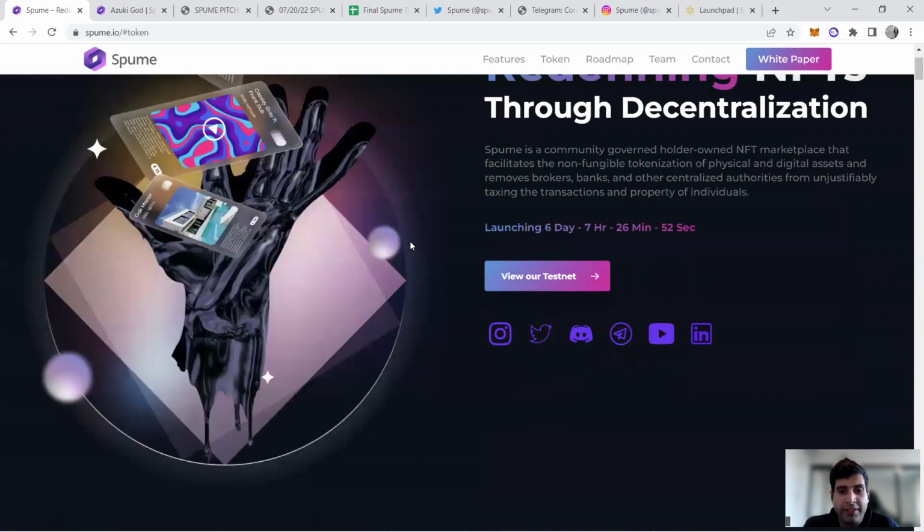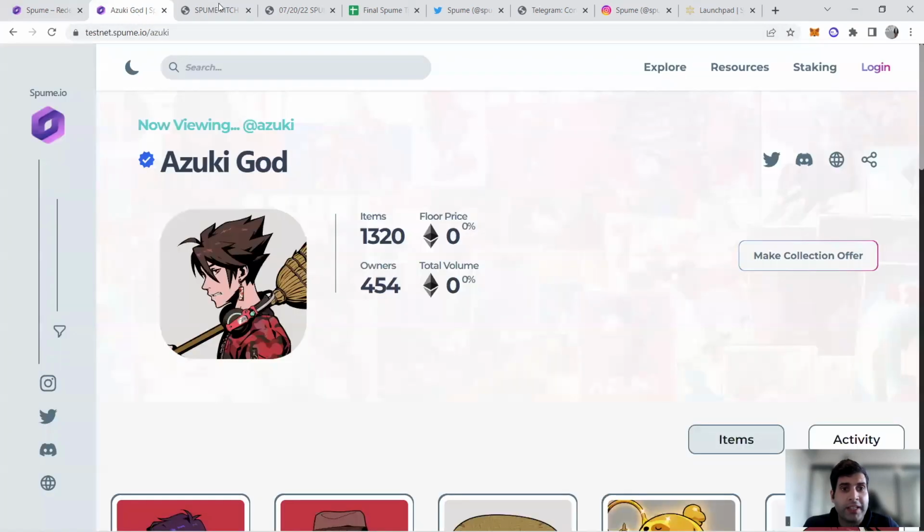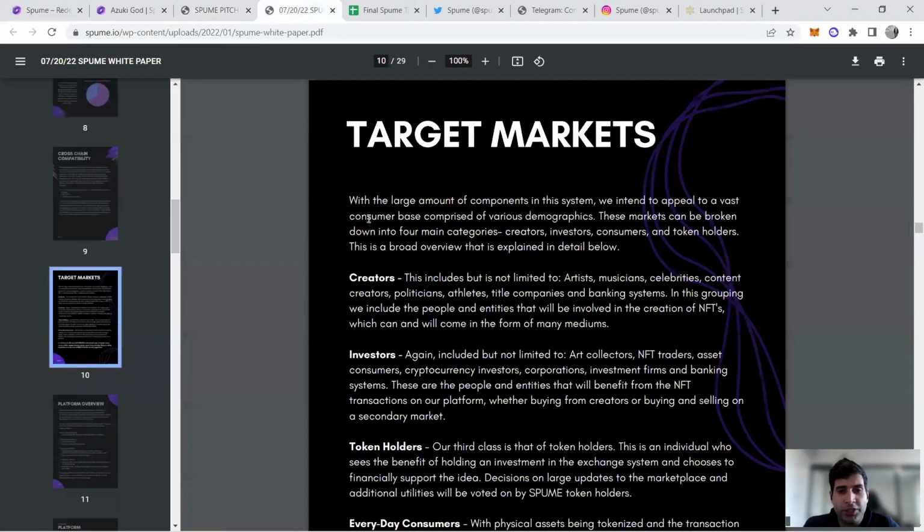Now, they also have a testnet for the music part. So they don't only have a testnet for the NFT part, but they also have a partnership with a music studio that actually has some of the information there as well.